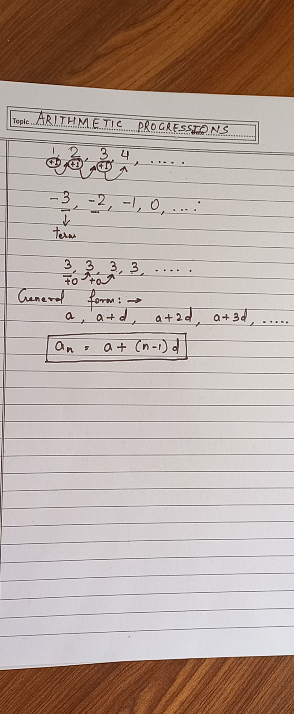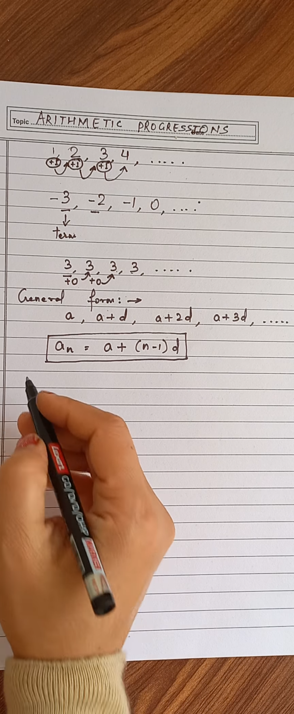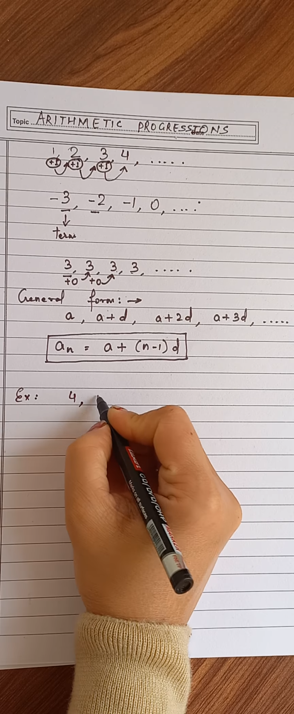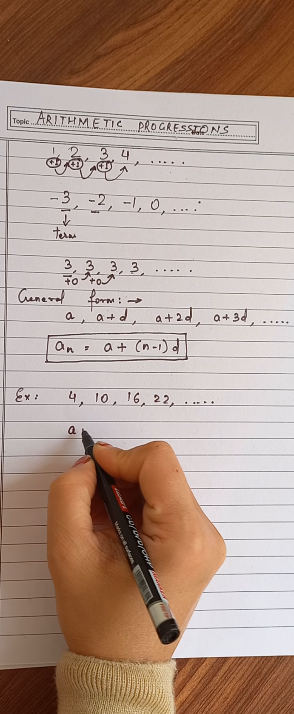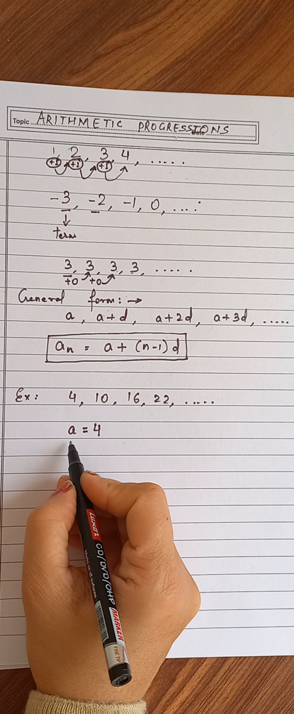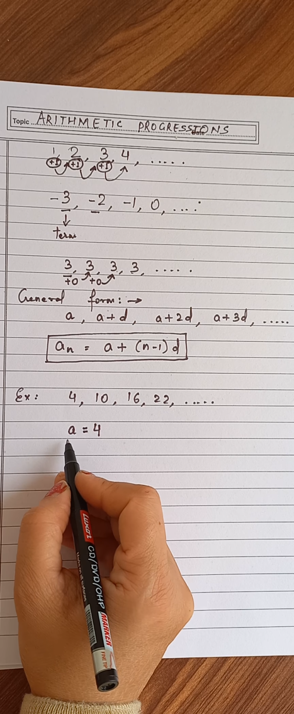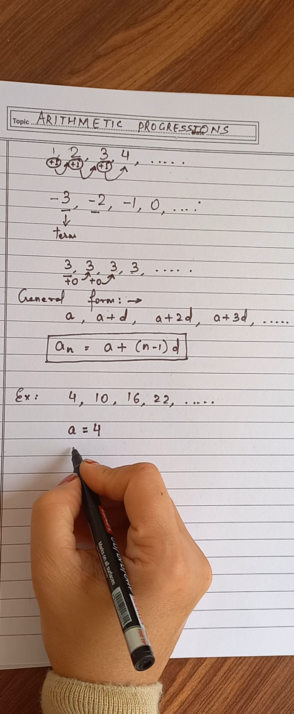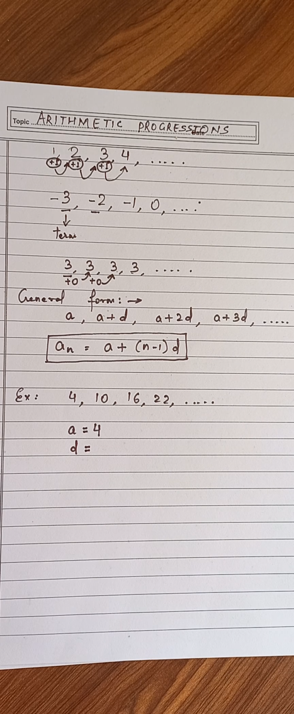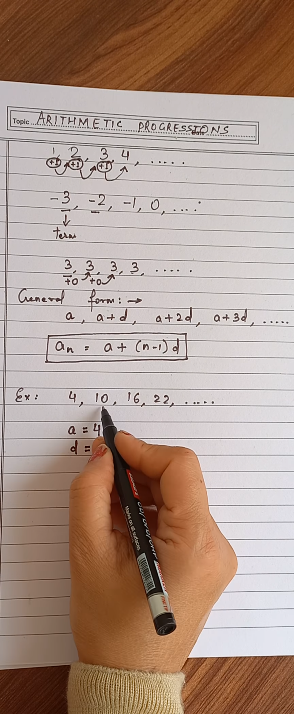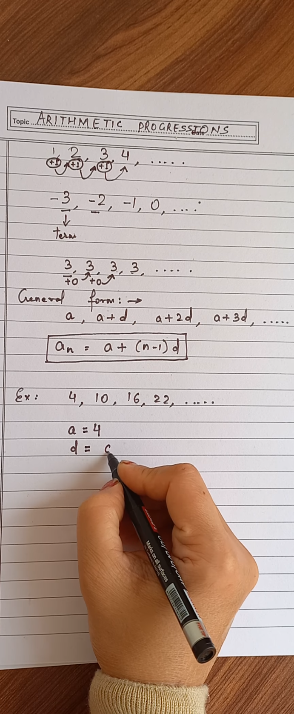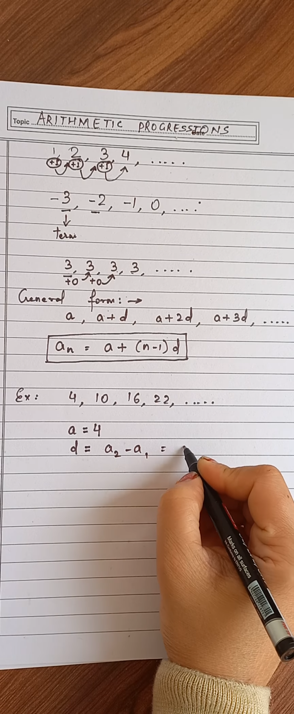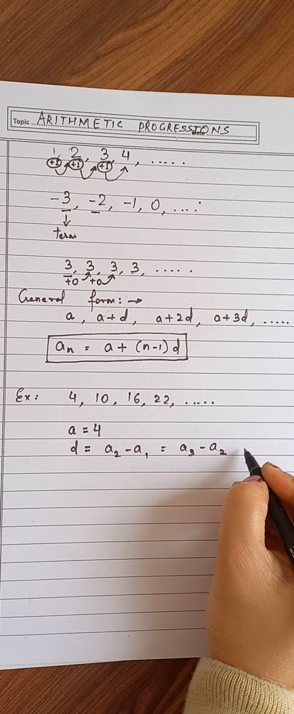Now let us understand this with the help of an example. Here we are provided with an example like 4, 10, 16, 22 and so on. Here you can see the first number is 4. We usually use A to denote the first term. So the first term A is 4, and D is used to denote the common difference. So D means second term minus first term, third term minus second term. That's how you can find D. You can find D by A2 minus A1 or A3 minus A2 and so on.